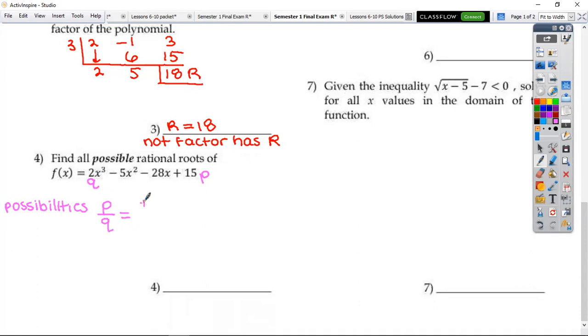So factors of 15 are 1, 3, 5, 15. And then factors of Q would just be 1 and 2. Now I'm going to make my list of possible rational roots. The plus and minus can certainly just be placed in the front so you don't have to keep rewriting it. So I go 1 over everything, which is just 1, 3, 5, 15. And then now I'm going to put them all over 2. So that would give me a half, followed by 3 halves, 5 halves, and 15 halves.